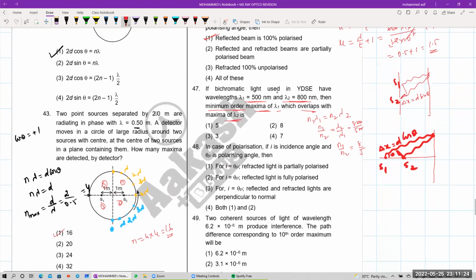But minimum value of n1 is by n1 will be equal to n2. मतलब n1 की वैल्यू कितनी होनी चाहिए? 8 के बराबर होना चाहिए. So that will be equal to your 8.